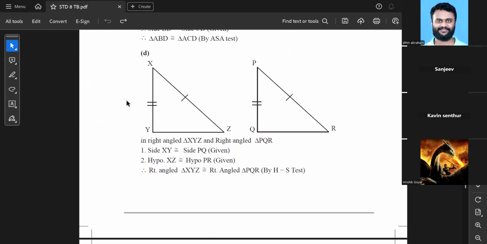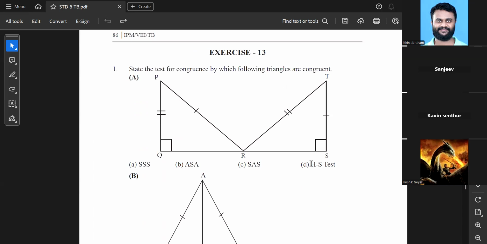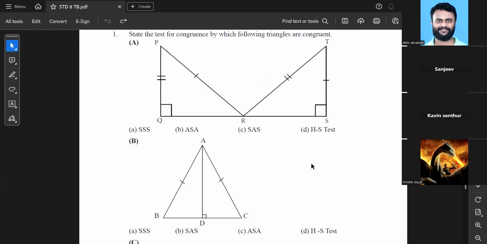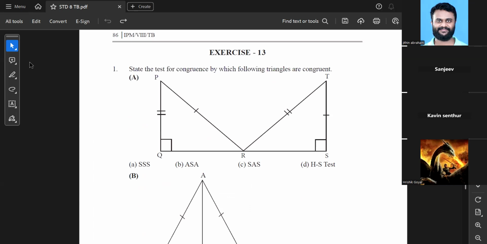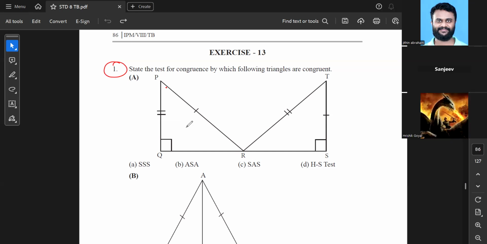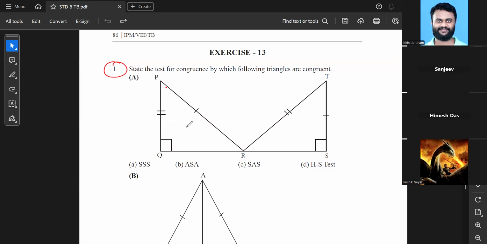Okay. ये सब तो easy है. Okay. Exercise का one problem will do. State the test for congruence by which the following triangles are congruent. So what do you think? These two triangles, they are congruent by which test? HS test. Yes, HS.